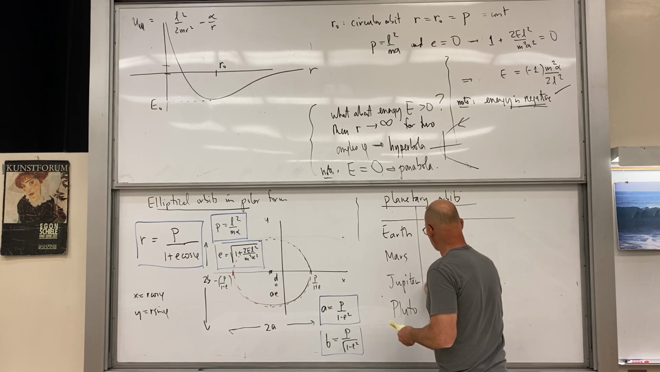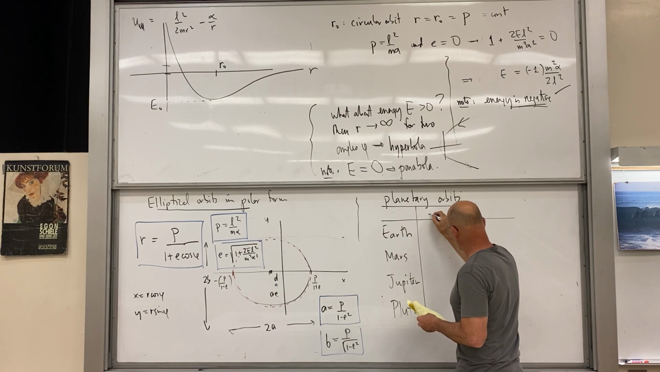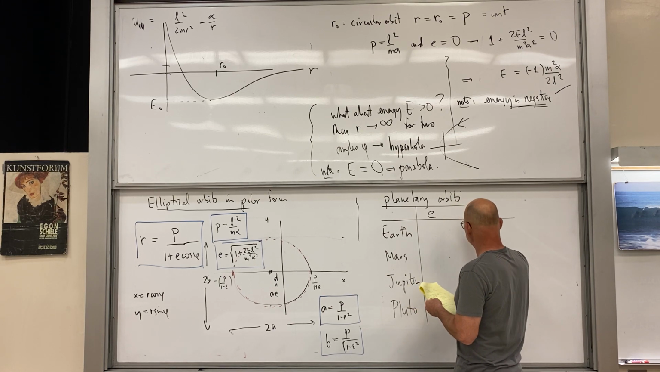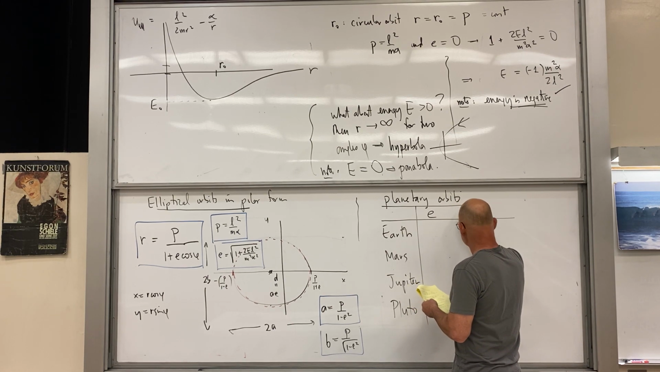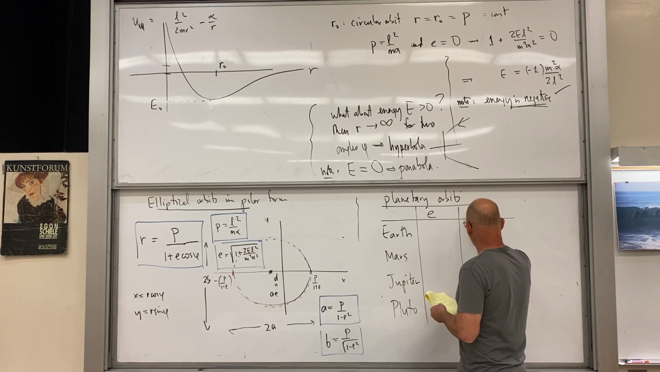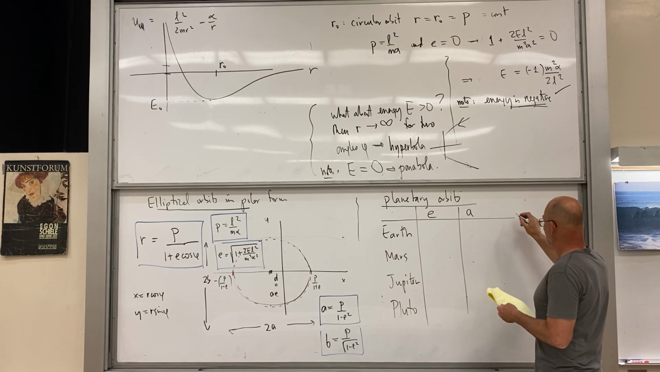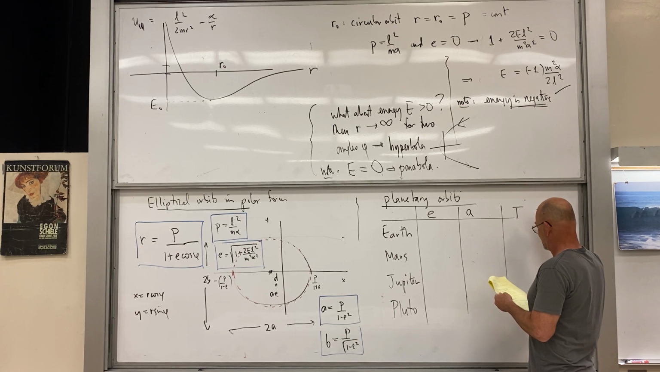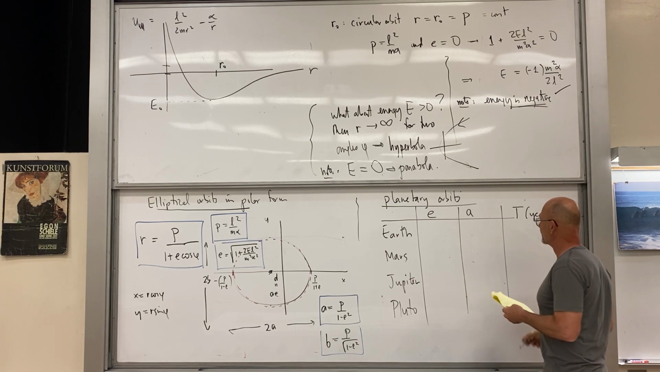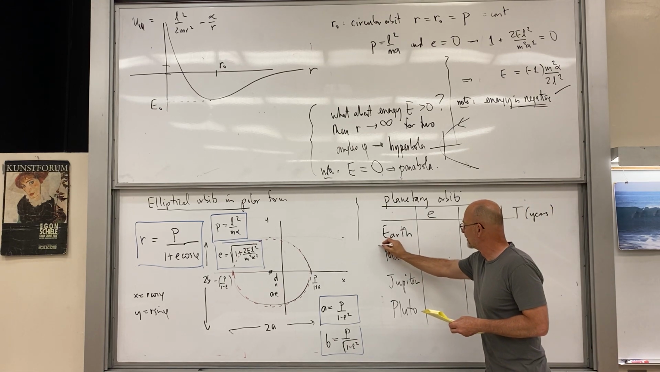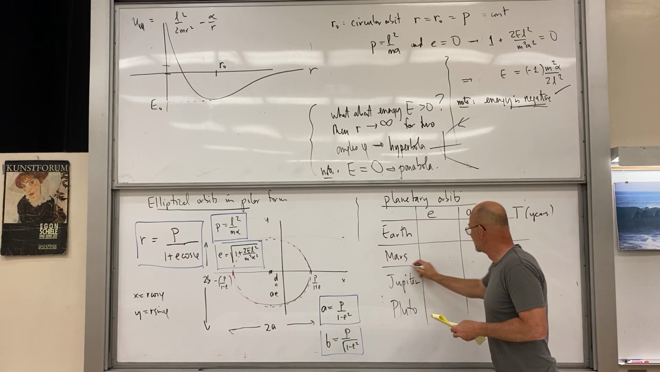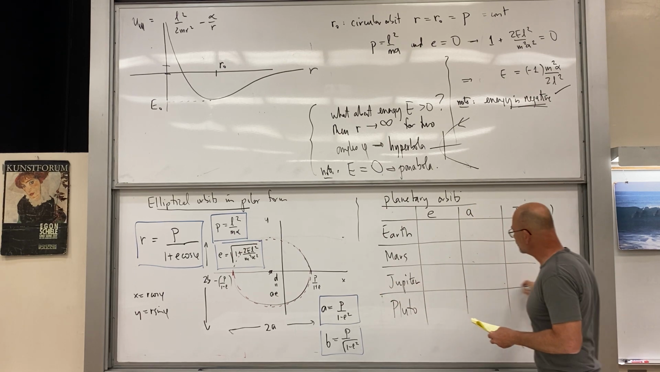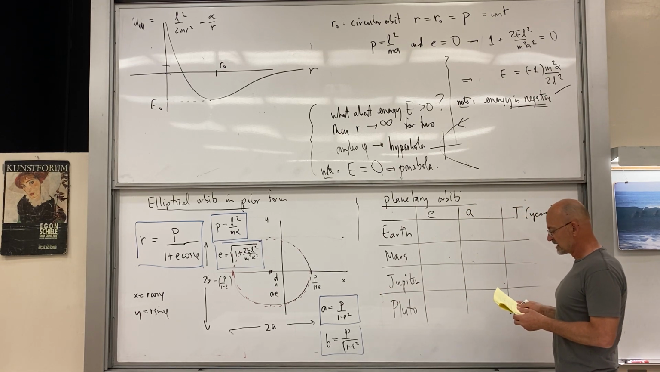So there's that list, and what we're going to list is the eccentricity e, the semi-major axis a, and the period T in years. So Earth, Mars, Jupiter, and Pluto. That's a good assortment.